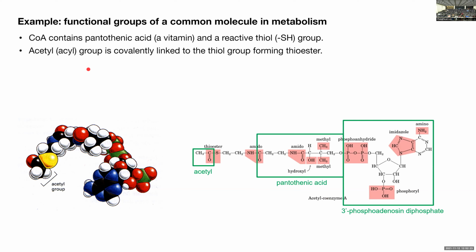An example of a molecule containing multiple functional groups is coenzyme A, which contains an acetyl group, pantothenic acid, as well as diphosphate, a methyl group, imidazole, and so on. So all these molecules have those widely used common functional groups.